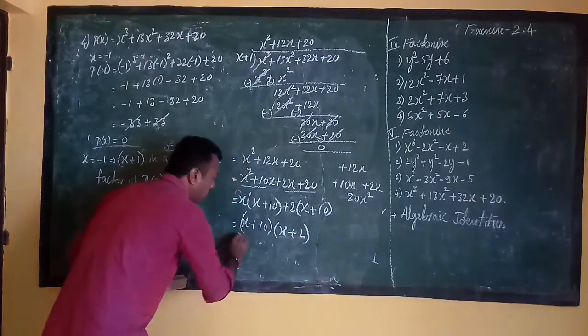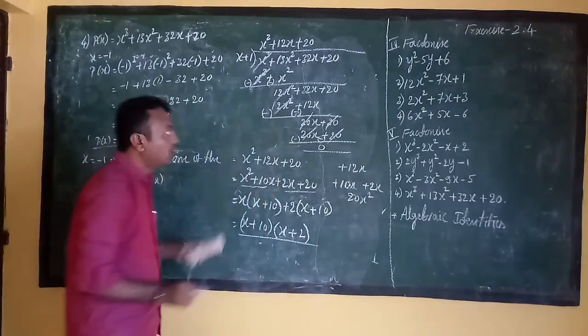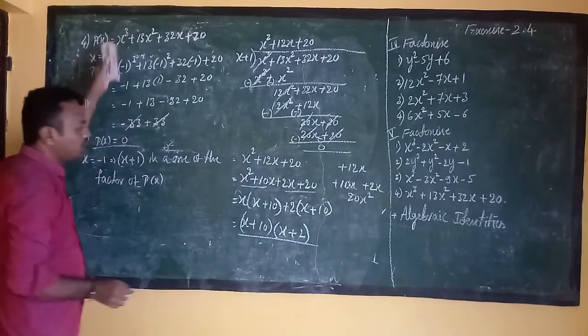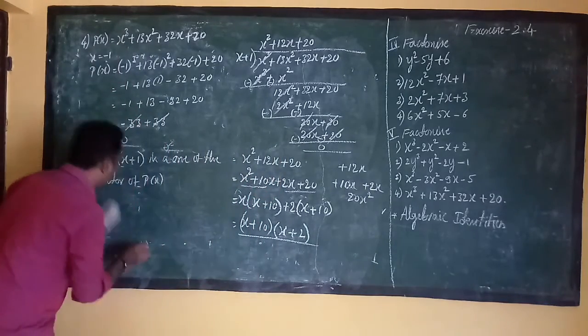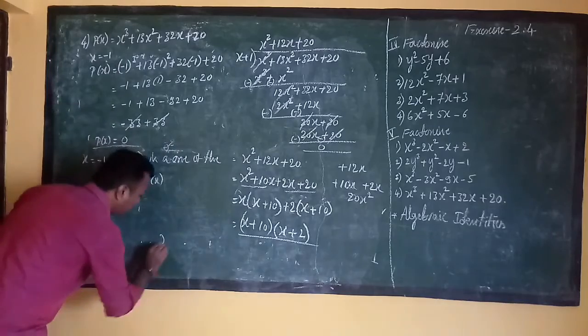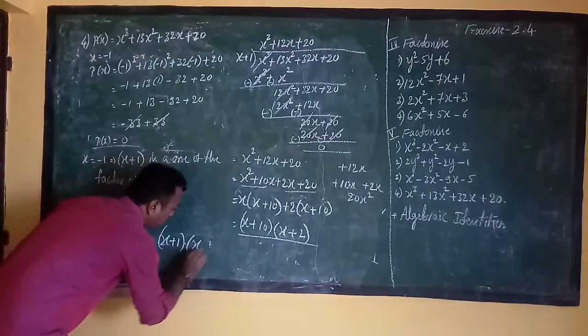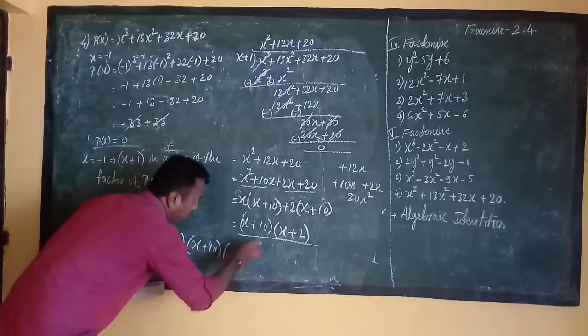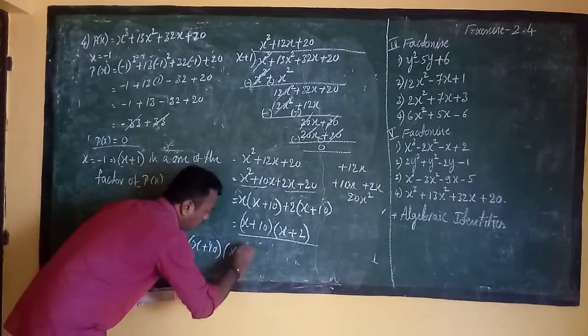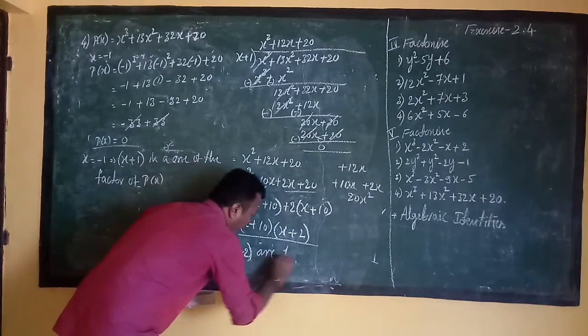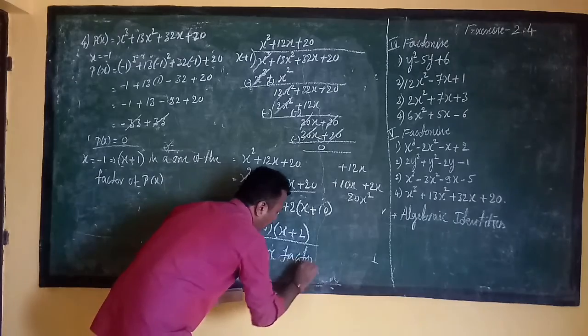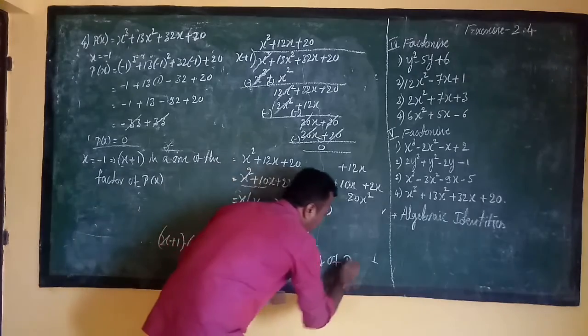So therefore these are the other two factors of P of x. This is the P of x. Therefore, the first factor is x plus 1, the second factor is x plus 10, and the other factor is x plus 2. So these are the factors of P of x.